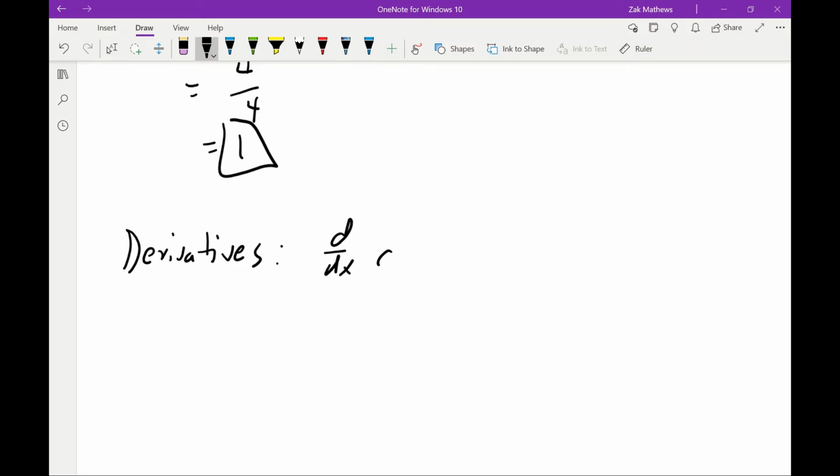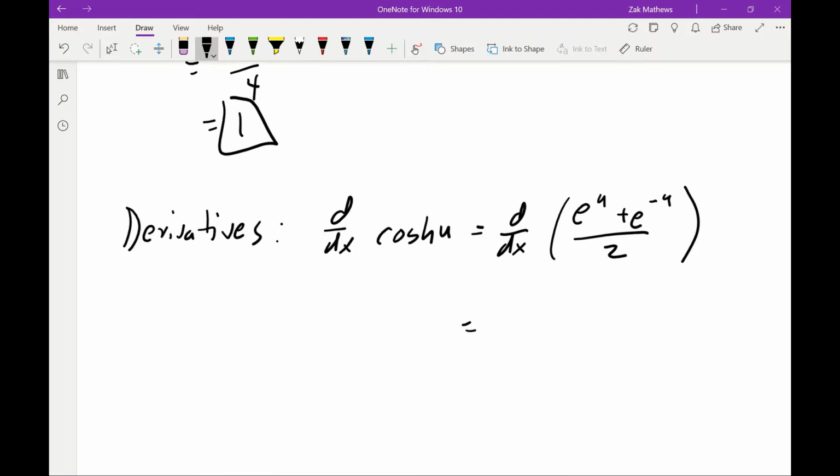The derivative of cosh u is equal to the derivative of e to the u plus e to the negative u over 2. So I'm going to actually find this out. If we want to take the derivative of cosh, we're taking the derivative of this function right here. For one, it's just a constant multiple of 1/2. Apply my derivative rule for e to the u, which is just e to the u times the derivative du dx, if we're assuming there's some sort of inner function there. The derivative of e to the negative u is negative e to the negative u du dx.